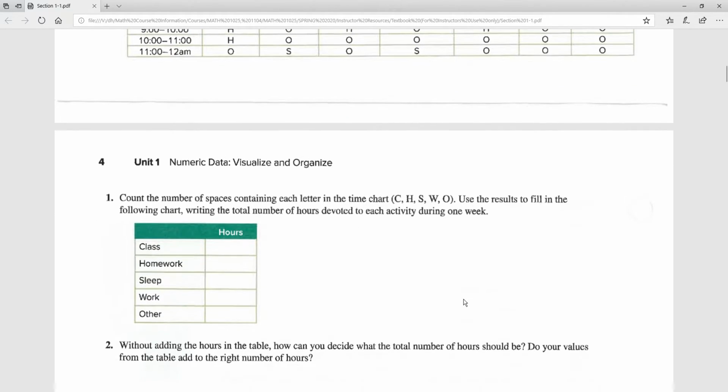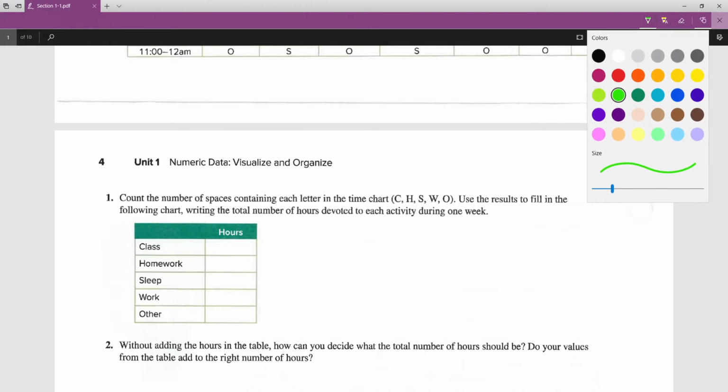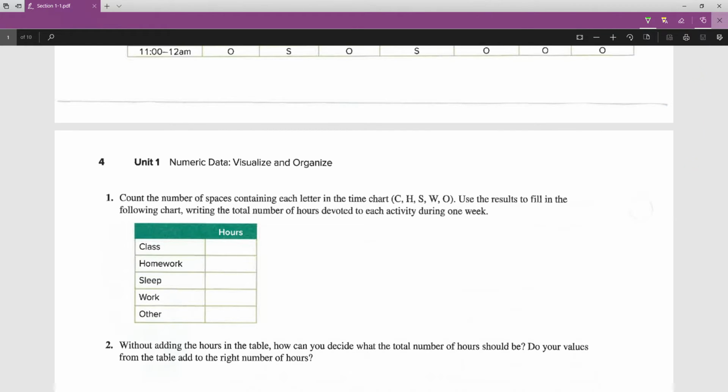If you were to actually count all these numbers, you would find that the time this student spends in class is 15 hours. The time the student spends doing homework is 32 hours. The time the student spends sleeping is 54 hours. Work is 15 hours. And other is 52 hours.